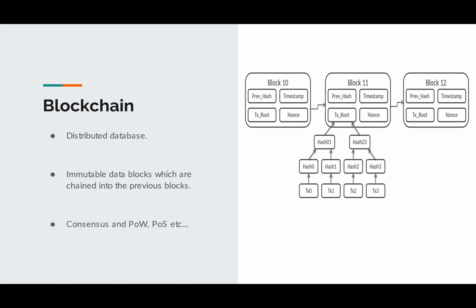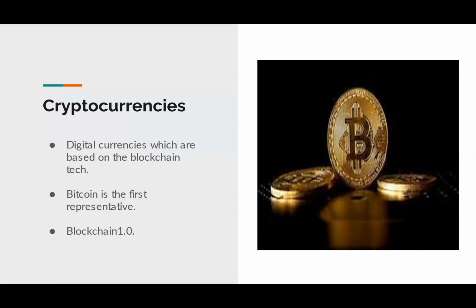As many of you know, blockchain is a distributed database. The difference from other databases is that it is immutable. It stores immutable data in its blocks, which are chained into previous blocks. The immutability is ensured by the cryptographic hash function and also the consensus protocol. Cryptocurrencies are based on that blockchain technology.